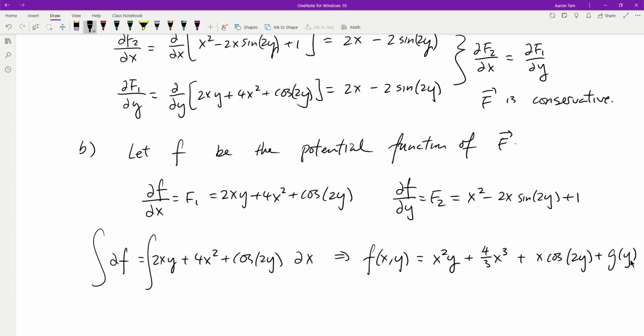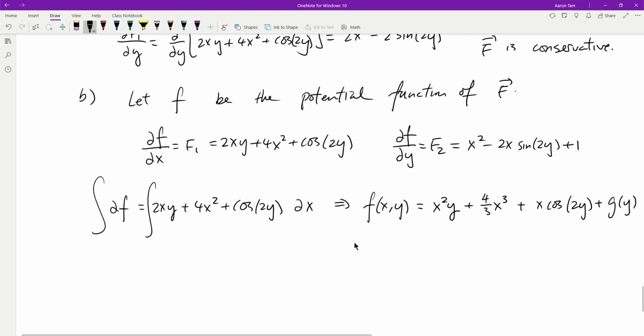So now what I'm going to do is take the derivative of this tentative function f with respect to y and see how it compares to df over dy, or f2. So if I take the derivative of this, I will have df over dy, which would equal x squared. 4/3 x to the third would completely go away. For the derivative of x cosine 2y, x is a constant, and the derivative of cosine 2y is negative 2 sine 2y, so it becomes negative 2x sine 2y plus g prime of y.